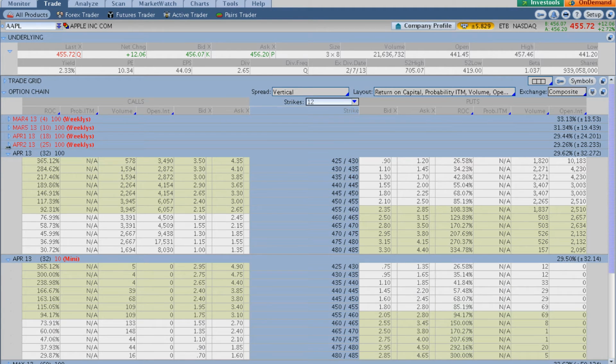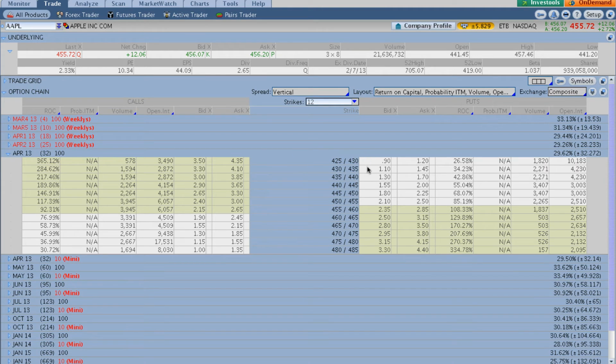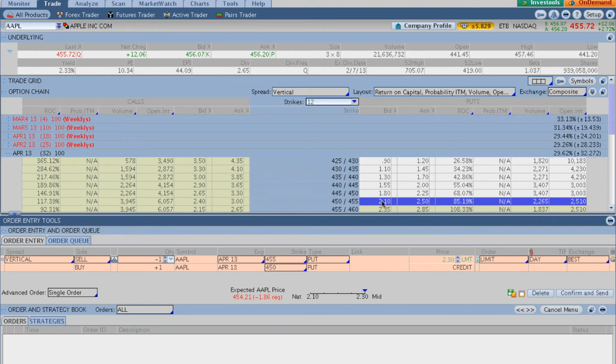Change it to vertical, pop those Aprils, and let's just do something similar to what we did there in SPY and do a pretty much right on the money bull put spread. So in this case, we'll be looking at the 450, 455. We'll be selling to open. So let's click on that, on the bid there. And that's going to show us that we have a 230 credit.